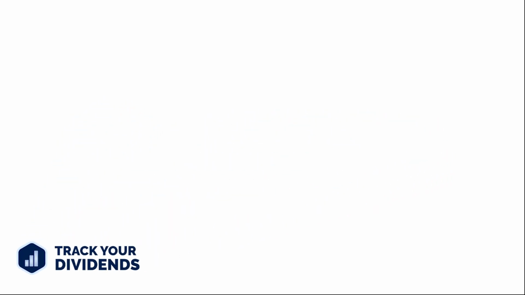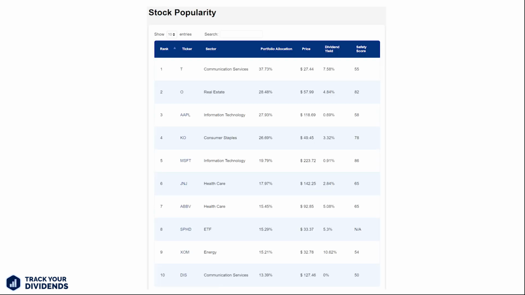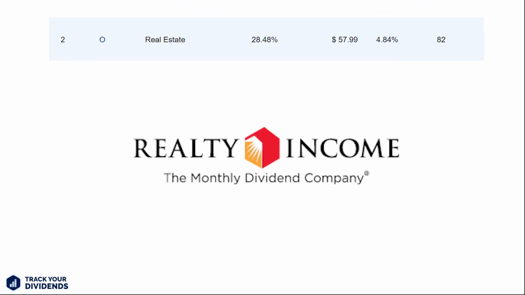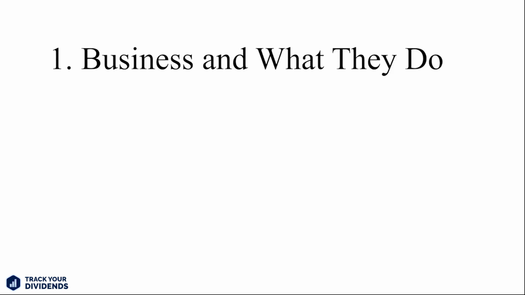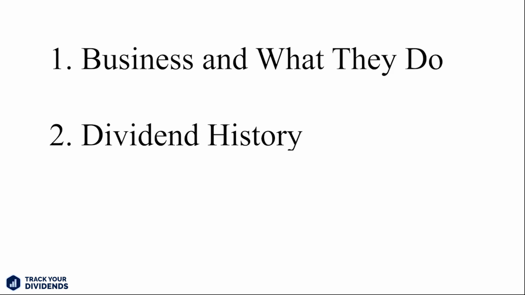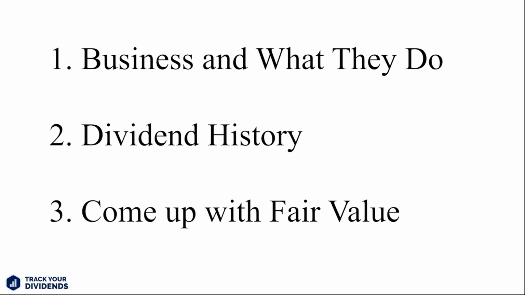Today, as a part of a new series on this channel, we're going to be looking at and analyzing the top stocks being traded on TrackYourDividends.com. Today, we're going to be looking at Realty Income Corp, ticker symbol O. First, we're going to be looking at Realty Income's business, then we will look into their dividend history, and finally, try to come up with a fair value for their stocks using the dividend discount formula and price to funds from operations, or price to FFO.